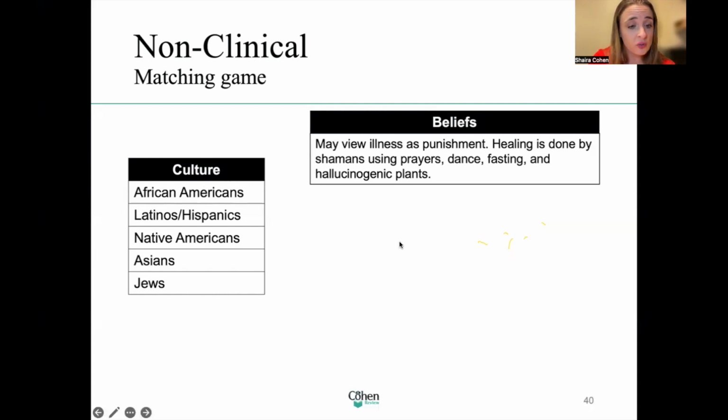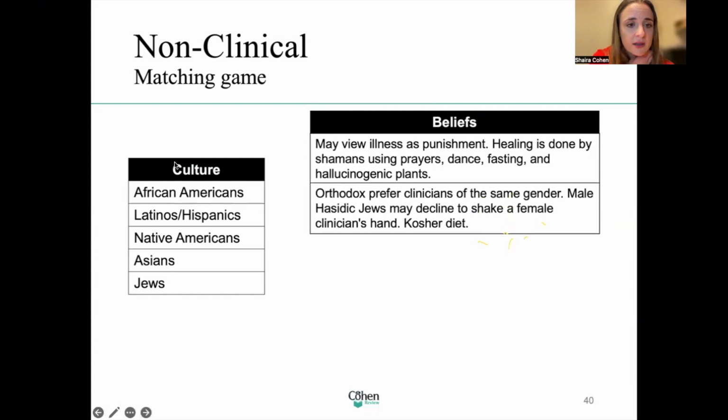And you're all correct. It is Native Americans. Very good. Next one. These are Orthodox who prefer clinicians of the same gender. Male hadisic, oh boy, I give it away. Jews may decline to shake a female client's hand. Kosher diet. So, I should have made it harder. But yes, of course it's Jews. The answer gives it away. Next.